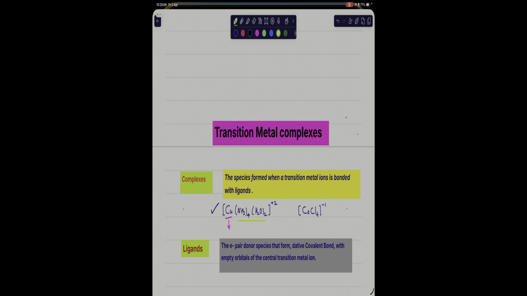Next, we have to know what ligands are. Basically, ligands are electron pair donor species which form a dative covalent bond with the empty orbitals of the central transition metal ion. As you will know, in a dative covalent bond, the shared pair of electrons comes from the same atom. So inside the complexes, the ligands are forming dative covalent bonds with the empty orbitals of the central transition metal ion. Okay.